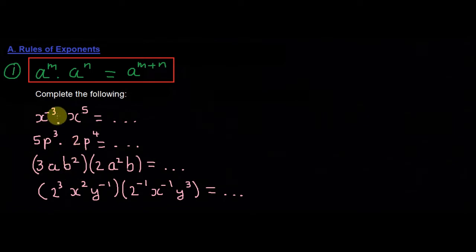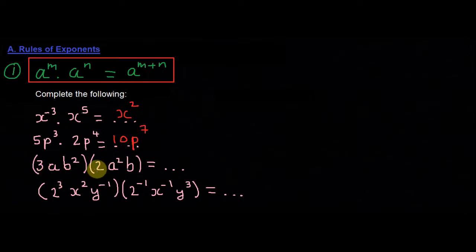So we have x to the negative 3 times x to the 5. We add the exponents, so minus 3 plus 5 is of course 2. So this is just going to be x squared, or x to the power 2. Here we multiply the numbers, so 5 times 2 is 10. And for the p's we can add the powers, so it's p to the power of 7.